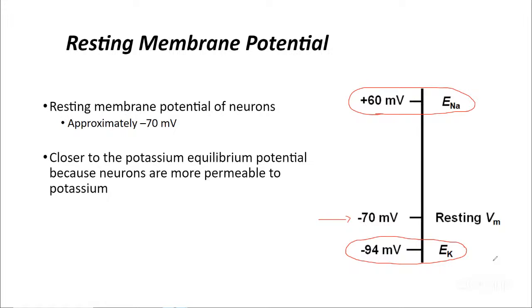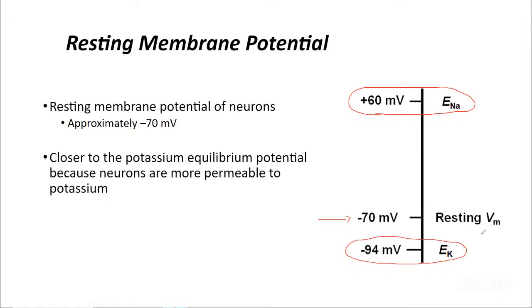The reason for this is potassium is better able to cross the membrane of a neuron due to how many channels there are for potassium in that membrane of the neuron. So potassium is able to leave the cell more often. It kind of leaks out at baseline, which is what keeps us at that negative 70 millivolts. So we're down at the bottom in part because we have this greater permeability to potassium.